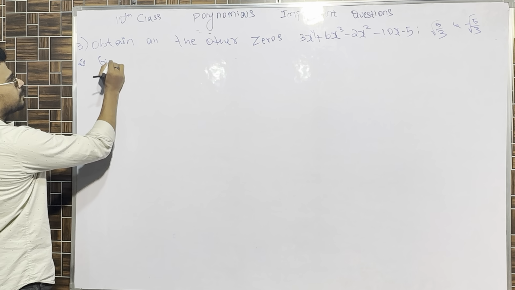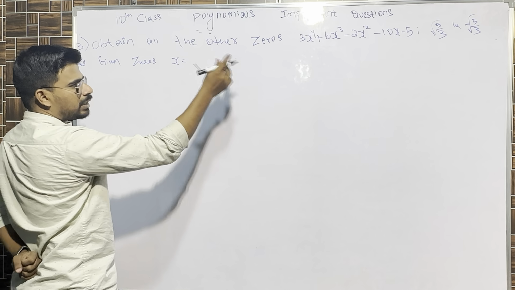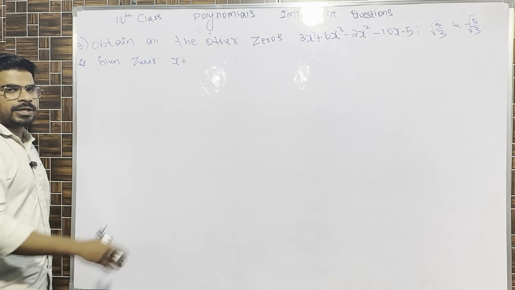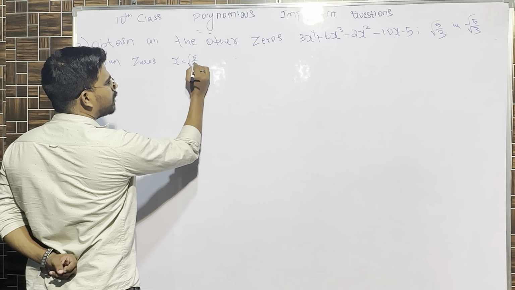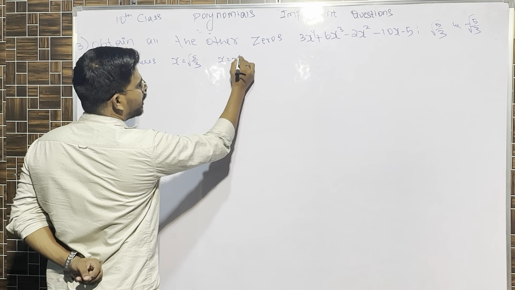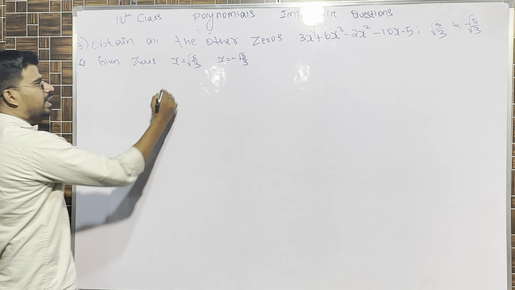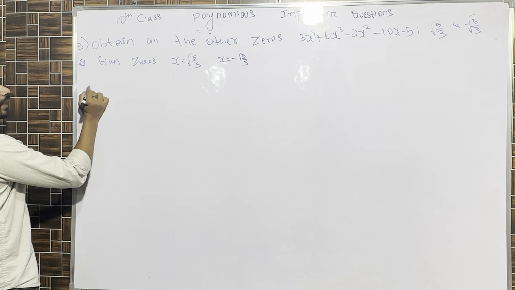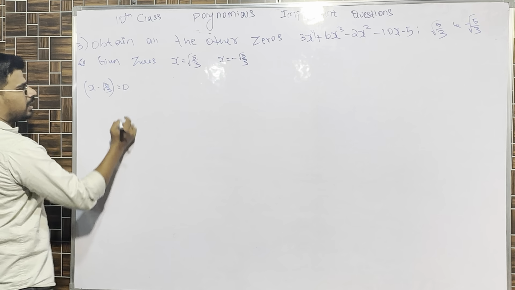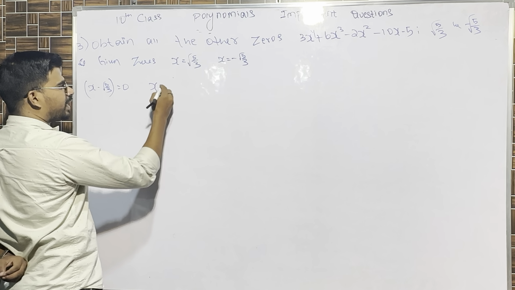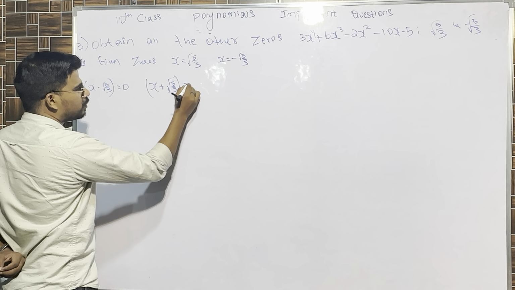Given zeros. What are the zeros? Zeros are nothing but values of x. If you substitute them in place of x, the answer will be 0. So x is once √5/3, another time x is equal to -√5/3. If I take √5/3 to the left hand side, it will become x - √5/3 = 0. And x + √5/3 = 0.